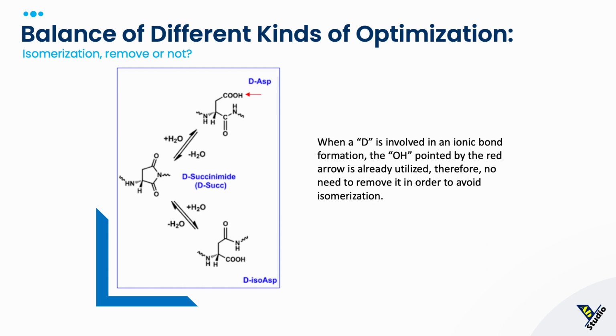Here's another example. So DD is a typical isomerization site. The question is, should we remove DD in all situations? The answer is no. We had a case study of this before. In that case study, there was a DD isomerization motif in the CDR domain. However, both of these aspartates are involved in ionic bond formation. As a result, the carboxylic acid moiety, which is pointed to by the red arrow, now is not available for isomerization, and there is no need to remove the DD.